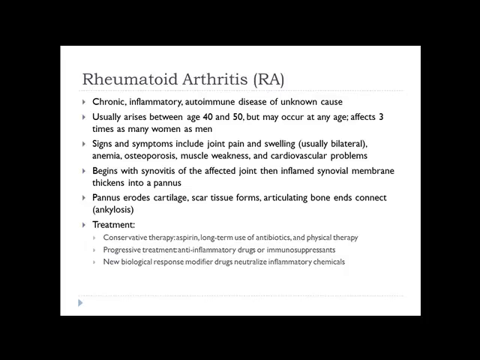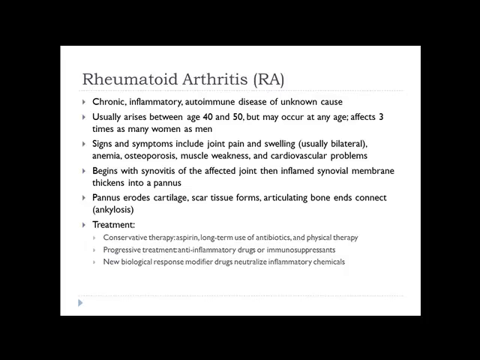Okay, next one is rheumatoid arthritis. Rheumatoid arthritis is an inflammatory arthritis, and it is an autoimmune disease. What I mean by an autoimmune disease is your immune system is actually attacking the joint surface. At some point, your body stopped recognizing the joint surfaces, and it says, hey, these don't belong here. So what happens? It sends in the immune system and it attacks it. It's usually going to happen between the ages of 40 and 50, and it's much more common in women.